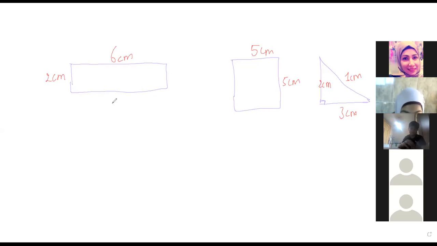Let's start with Adam Zaytoun. Adam, yes. Do you know the area of a rectangle? What is the rule for the area of a rectangle?